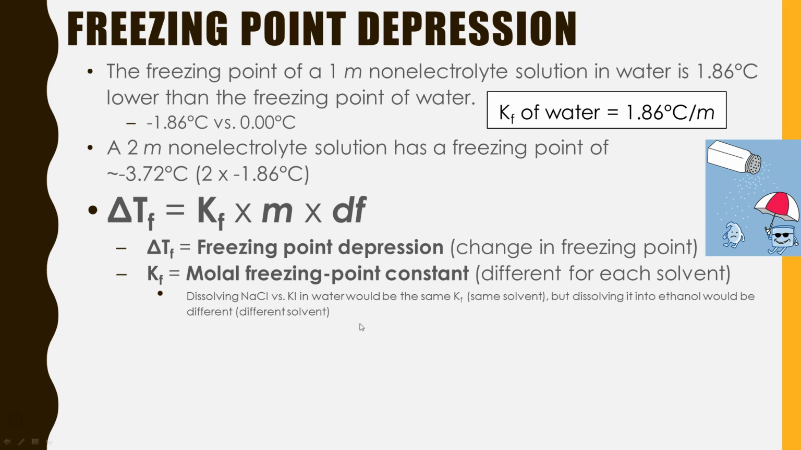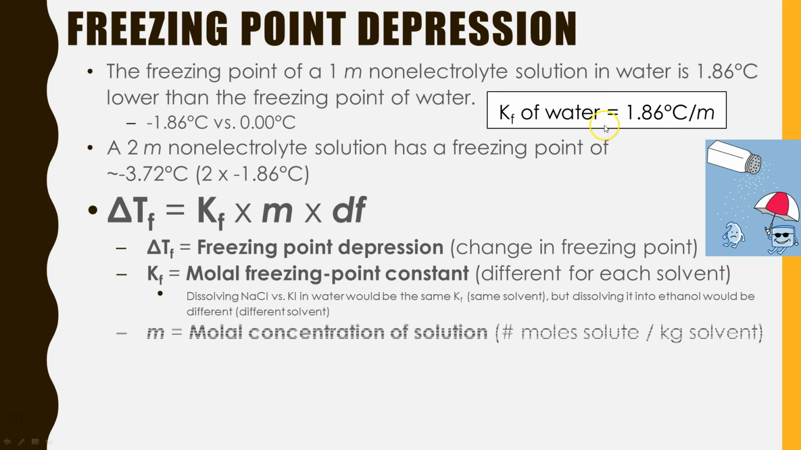And remember, this is different for each solvent, but it doesn't matter what the solute is. If you dissolve sodium chloride or potassium iodide or magnesium chloride or whatever, it's going to still be the same K sub F because it's still going to be in water. However, if we were to dissolve this into ethanol, we would have a different number here. But as long as we're using water, doesn't matter what we're going to be dissolving in it, we're going to be using this constant here.